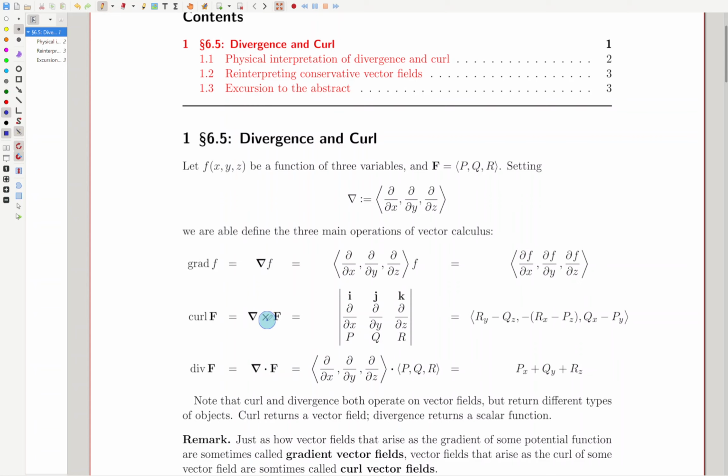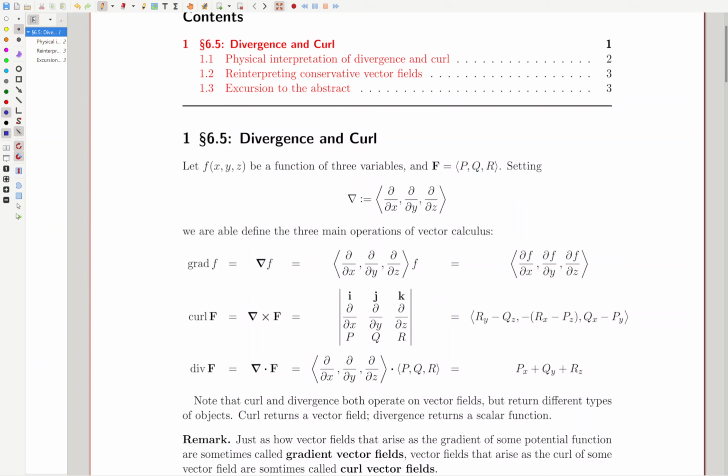With curl, we're taking the cross product of nabla with f, which is this determinant, where we have these partial derivative operations. What does that mean? If we compute the determinant by expanding along the top row, the cofactor corresponding to i is going to be the y derivative of r minus the z derivative of q, which is here. I should probably say that my component functions for f are p, q, and r. This is one of the standard conventions. This might be the first time I'm using this standard convention.